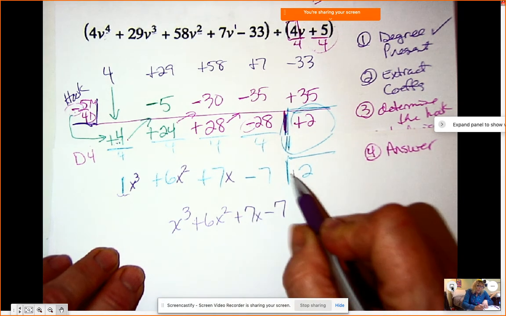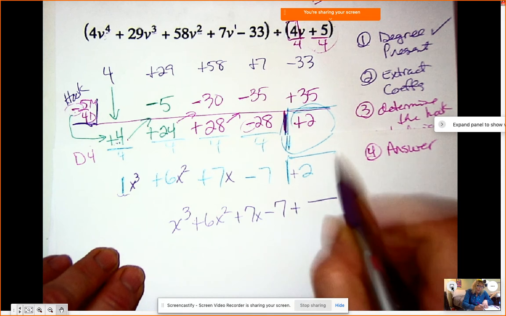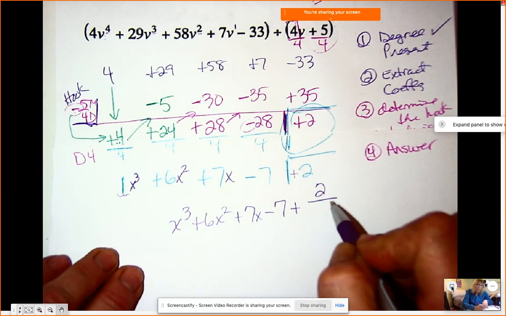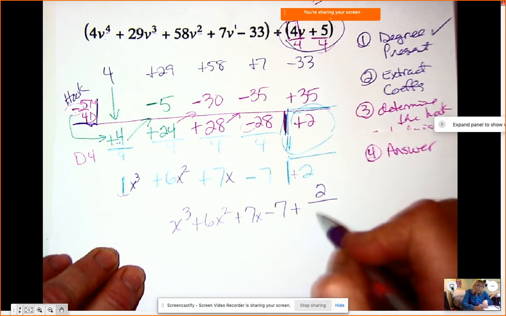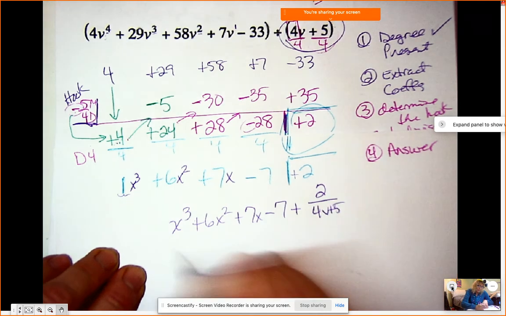Now that's a positive 2, so I'm going to write plus. Remember, we write it in fraction form. The remainder goes on top. The original divisor goes on the bottom. This is our answer.